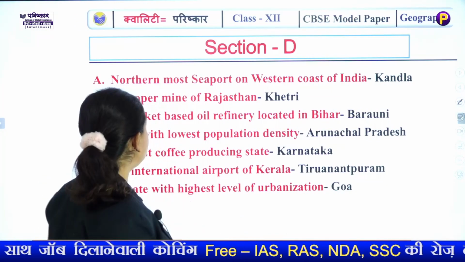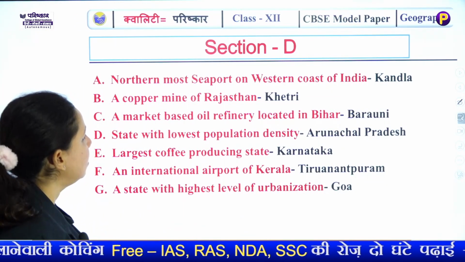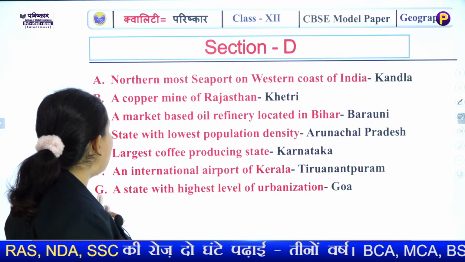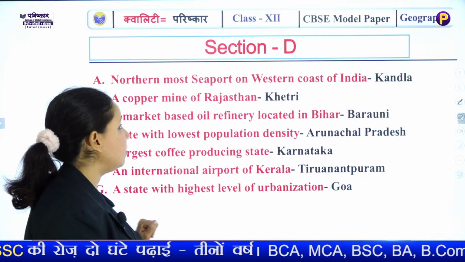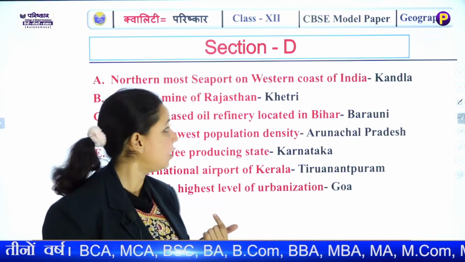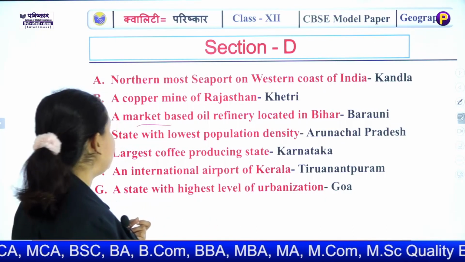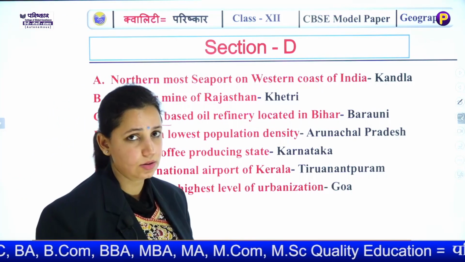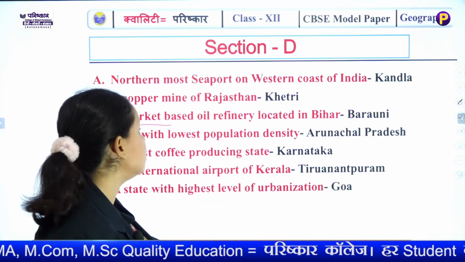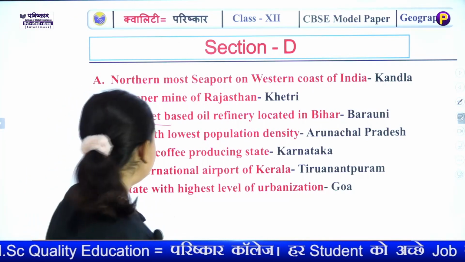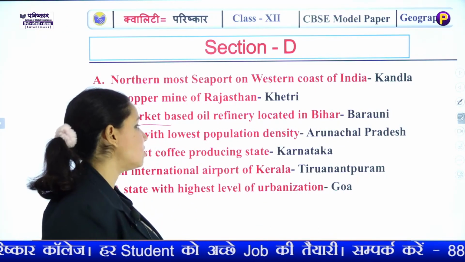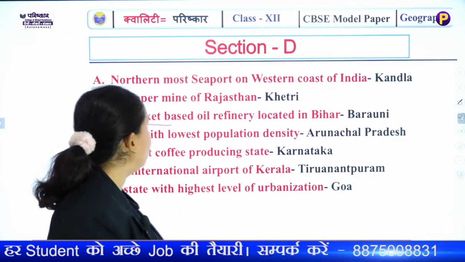Now we quickly come to it. Northernmost seaport, Kandla, a copper mine of Rajasthan. Khetri, a market-based oil refinery. Market-based oil refinery, you should know what the market-based oil refinery in Bihar is. Barauni. State with lowest population density, you should know, this is also your statistic question. Arunachal Pradesh, largest coffee producing state. Karnataka, international airport of Kerala, Trivandrum. A state with highest level of urbanization, it is Goa.